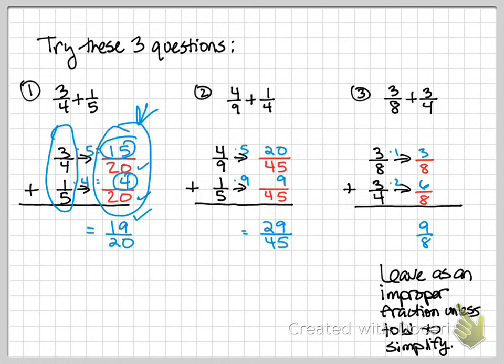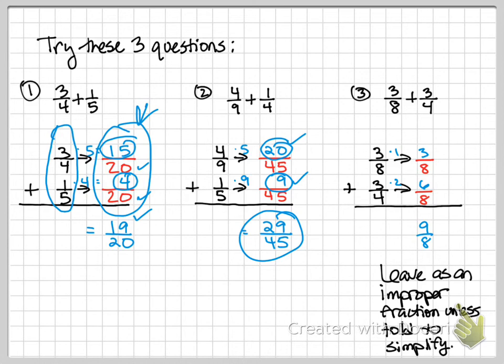In this example, I have 4/9 plus 1/5. The least common multiple of 9 and 5 is 45. 9 goes into 45 5 times. 4 times 5 is 20. 5 goes into 45 9 times. 1 times 9 is 9. I can then add the two numerators together, and I get 20 plus 9, and that gives me a final fraction of 29 over 45.